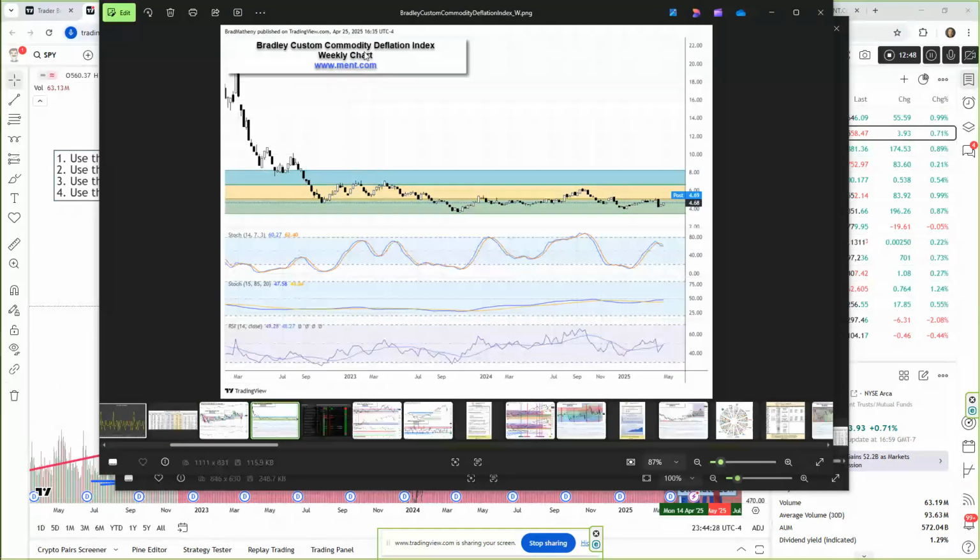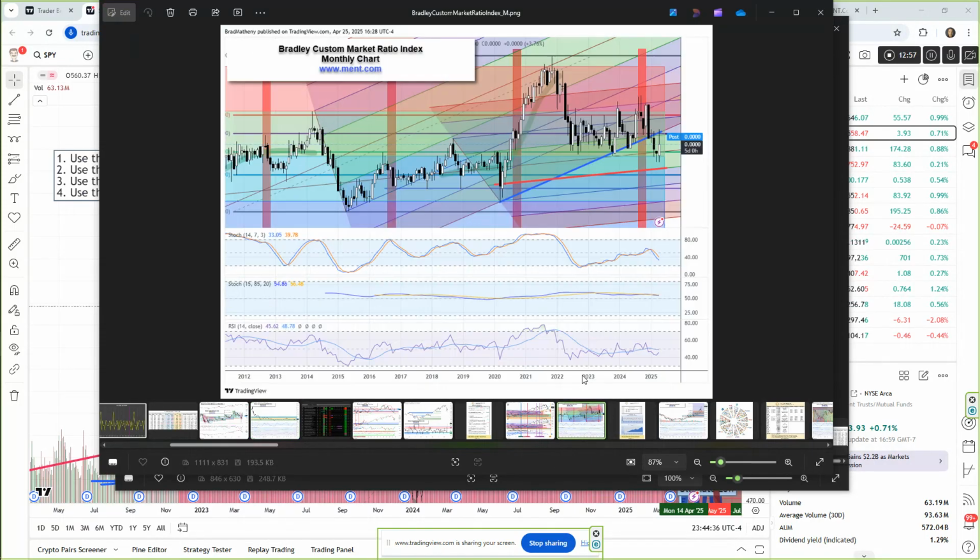So for example, we have the commodity deflation index, which tells me how we're looking at commodities in relationship to the stock market. We have the market ratio index, which tells me whether or not we're seeing accumulation or depreciation of stock value assets over an extended period of time. You can see this is COVID. You can see this big rally after COVID. This was massive appreciation. This was the actual top in the market in August, September of 2021.